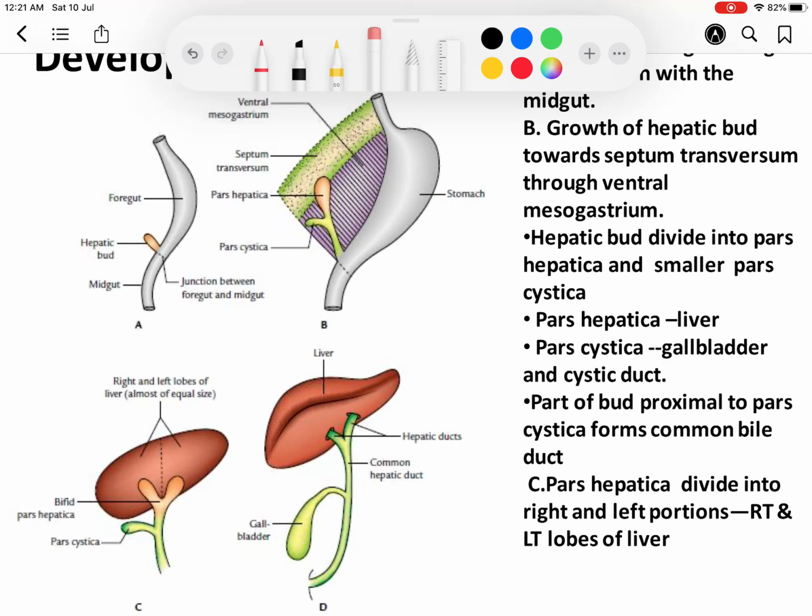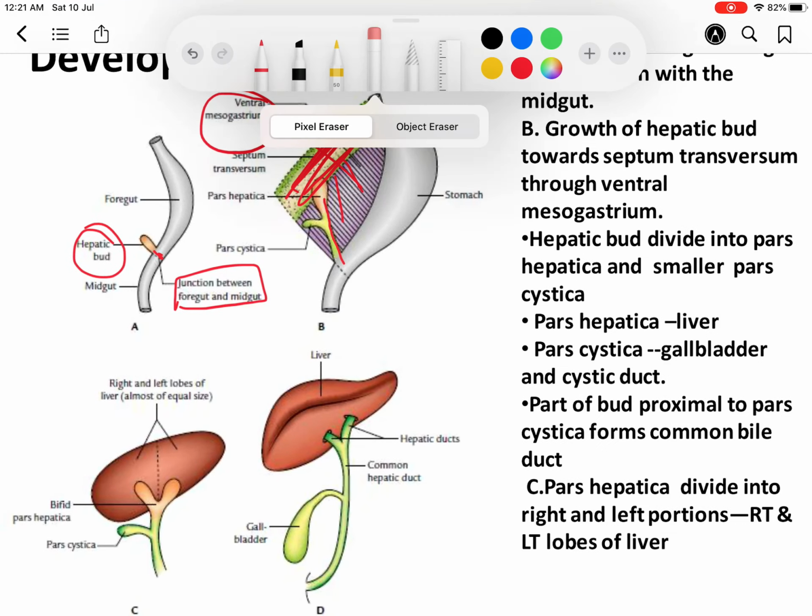In the first diagram you can see this is the junction of foregut and midgut, and the hepatic bud is arising. Then this is the lesser curvature of the stomach. Here the stomach has been formed, and this is the ventral mesogastrium. Now this bud is growing through the ventral mesogastrium and reaching the septum transversum. The greenish one is the septum transversum.